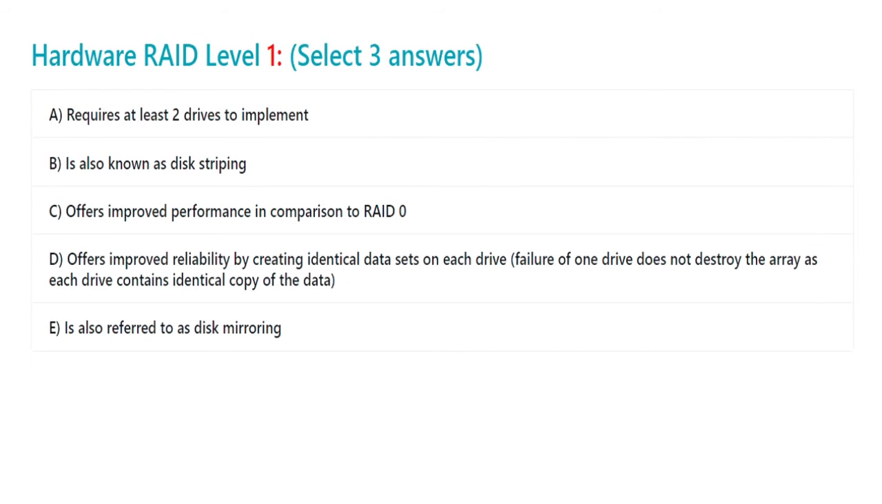Hardware RAID level 1, select 3 answers. A. Requires at least 2 drives to implement. B. Is also known as disk striping. C. Offers improved performance in comparison to RAID 0. D. Offers improved reliability by creating identical data sets on each drive. Failure of one drive does not destroy the array as each drive contains identical copy of the data. E. Is also referred to as disk mirroring.